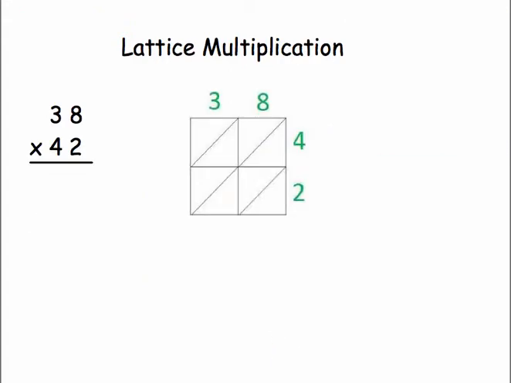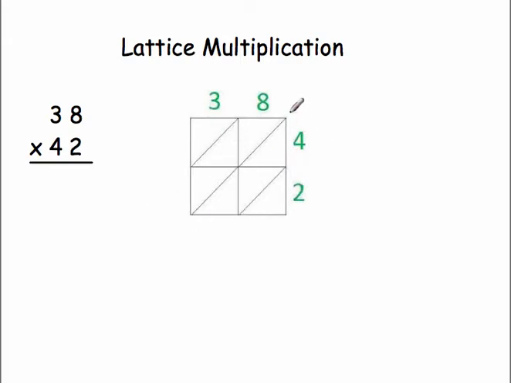For my next problem, I have 2 digits by 2 digits, 38 times 42. I'm going to look at my top number here. I need a space on the top of a box for each number. So 2 digits, I need 2 spaces at the top, 38. I then have 2 digits below this time, so I need 2 spaces on the right-hand side, 2 sides of the box, 42. Then I have diagonal lines going through my boxes.